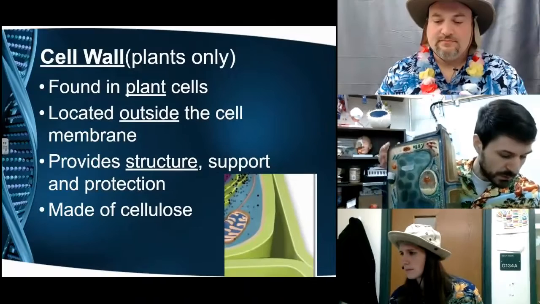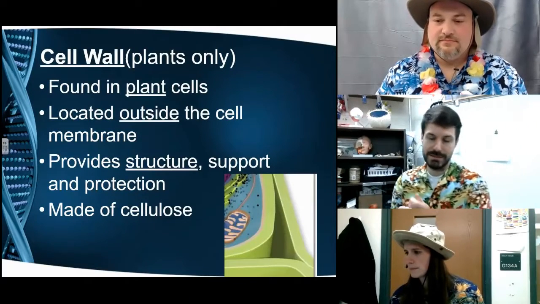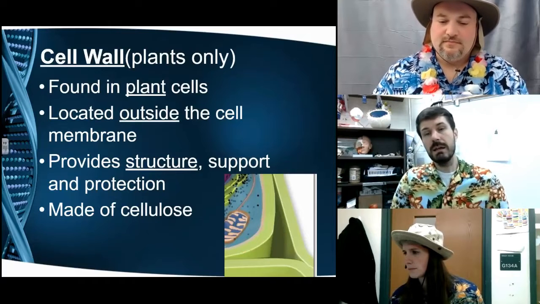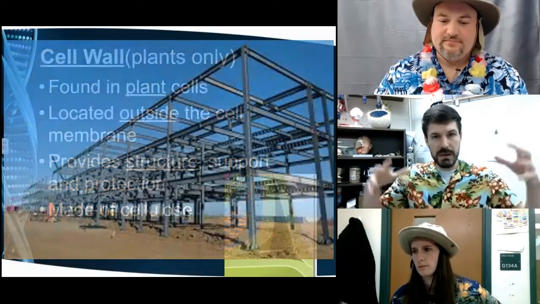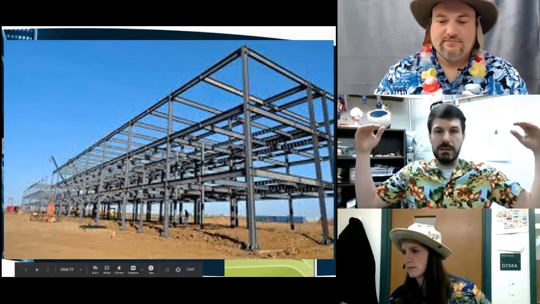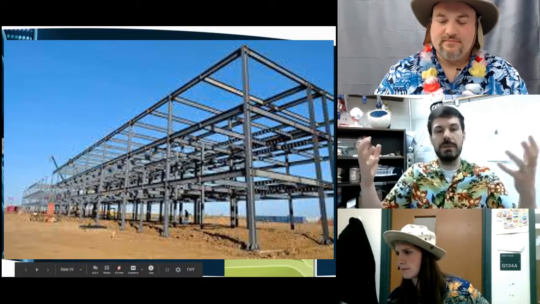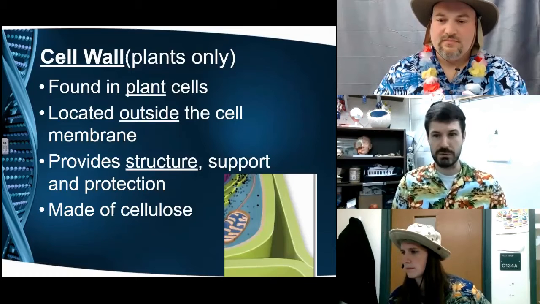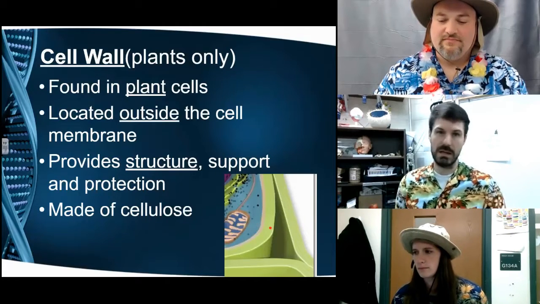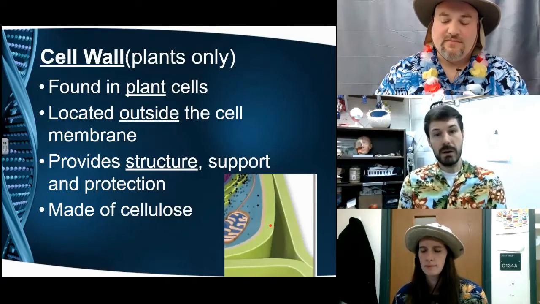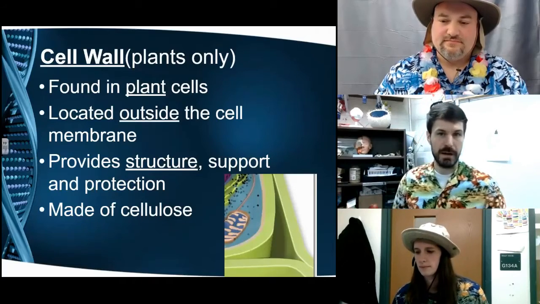It provides structure, support, and protection for the cell. It's made out of a material called cellulose, which is a polysaccharide. It's built from glucose, one of our carbohydrates that we looked at last unit. But anyway, in our cookie factory, the cell wall, you could think of it like the steel beams that are providing rigid support to hold the walls and the ceiling up. Maybe the bricks around the outside of the factory, if it's a brick-walled factory, that protect the outside of the factory from weather and damage and things like that. So that would be the equivalent of the cell wall for the factory.